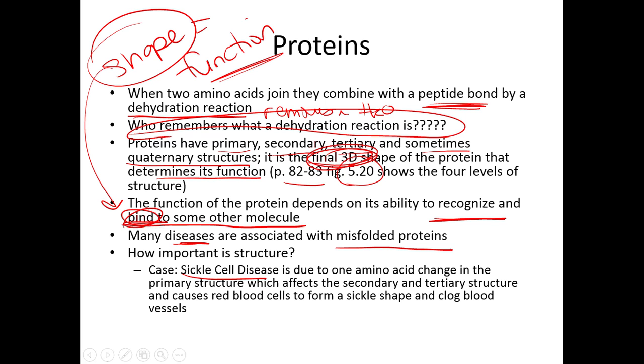Sickle cell disease is due to one amino acid change in the primary structure, which affects the secondary and tertiary structures and causes red blood cells to form a sickle shape, like this, instead of like that. And that actually clogs the blood vessels.